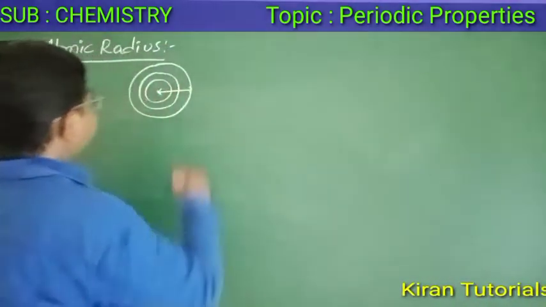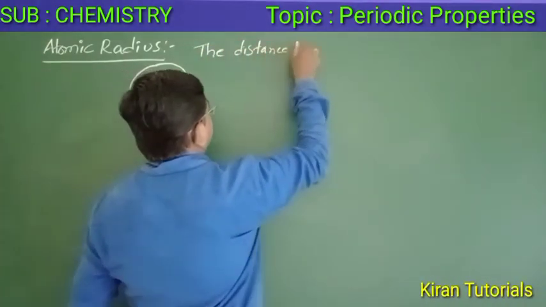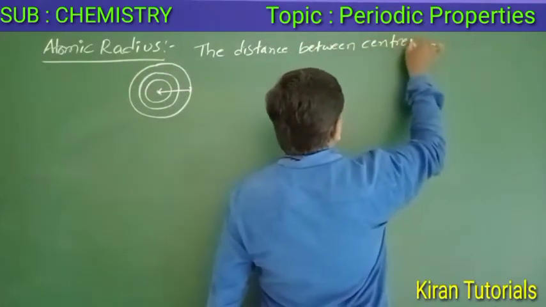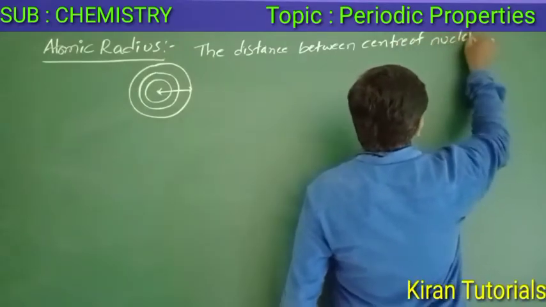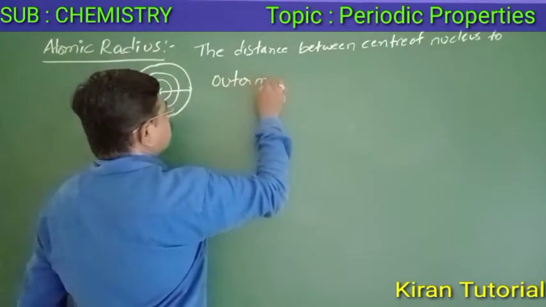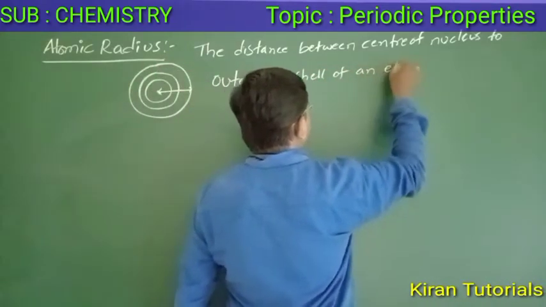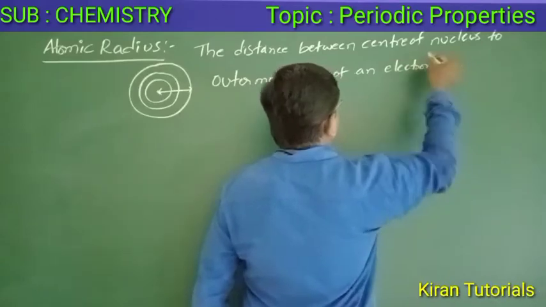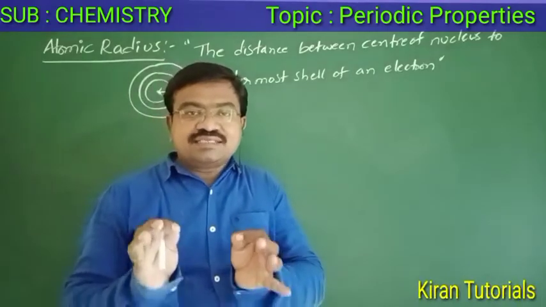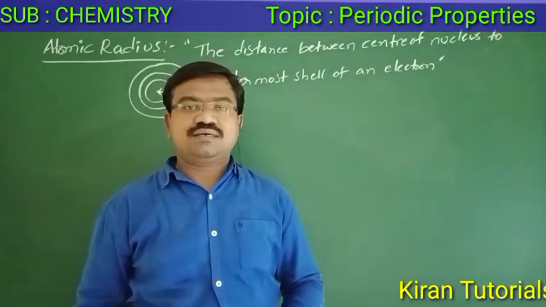So if you define it, the distance between the center of the nucleus to the outermost shell of an electron is called atomic radius. So the distance between the center of the nucleus to the outermost shell of an electron is called atomic radius.